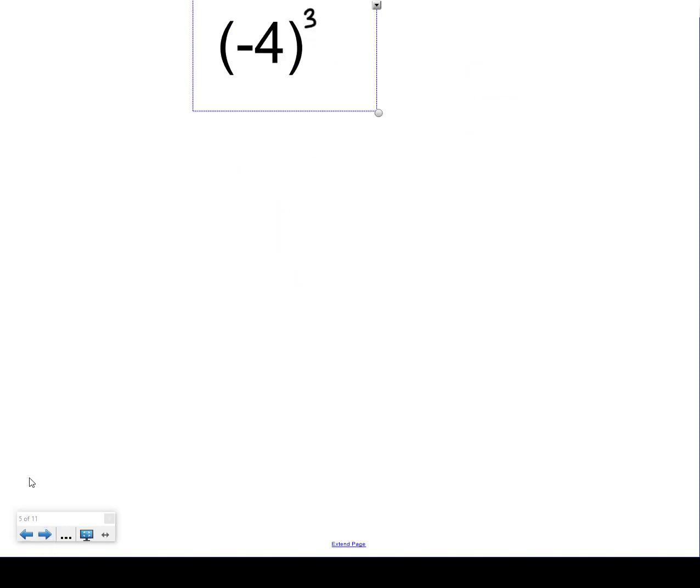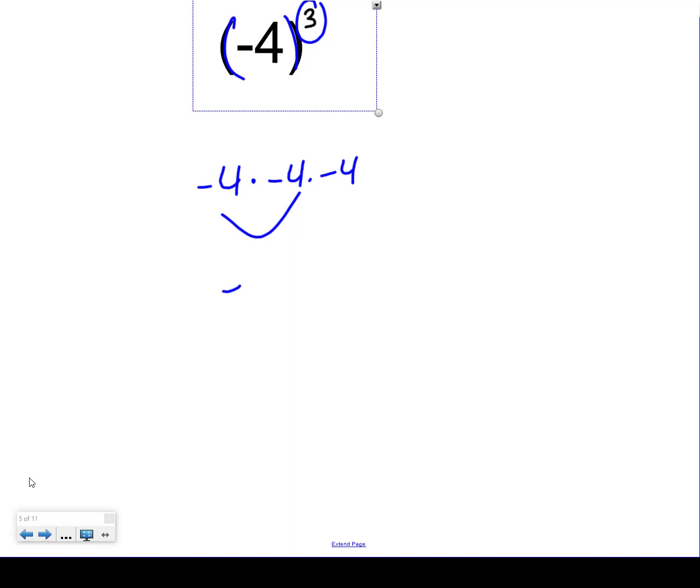Is this a negative 4, or is this 4s with the negative that comes at the end? Well, it's a negative 4 because it's inside the parentheses. How many do I have? I have 3 of them. So I have negative 4 times negative 4 times negative 4. I start from left to right, just like we do in our problems.